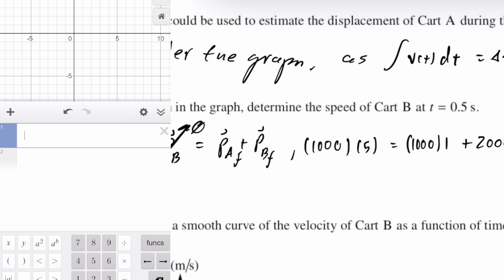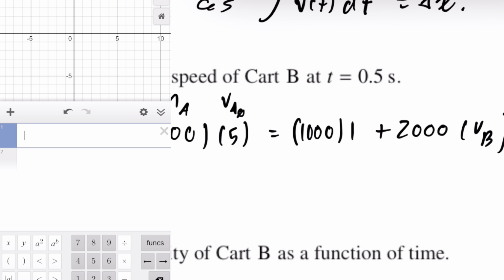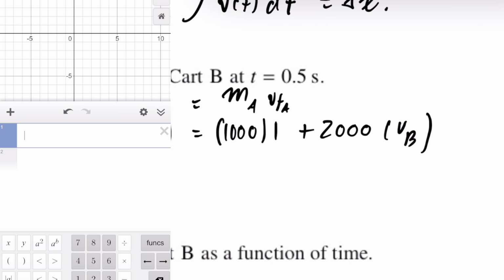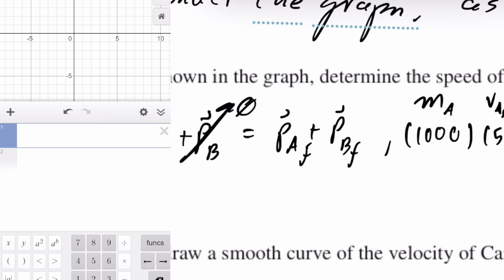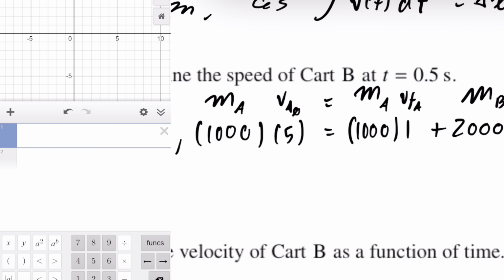You might be asking, where am I getting these numbers? Well, momentum P equals MV. So we have MA VA initial has to equal the mass of A times the final velocity of A, plus the mass of B times the final velocity of B. That's the final momentum of B and the final momentum of A set equal to the initial momentum of A using conservation of momentum. So now we have numbers with one variable. All we have to do is solve.